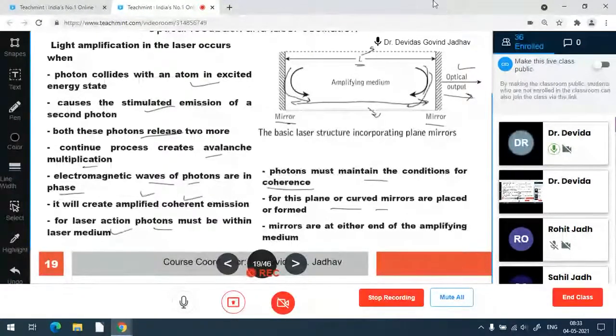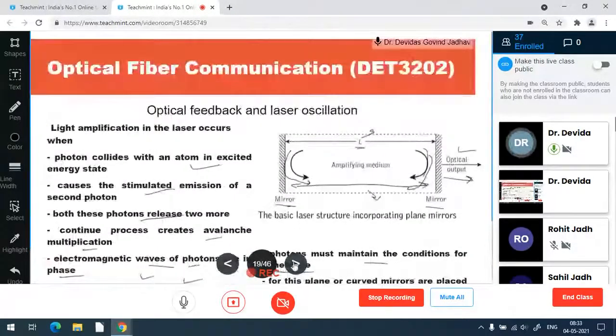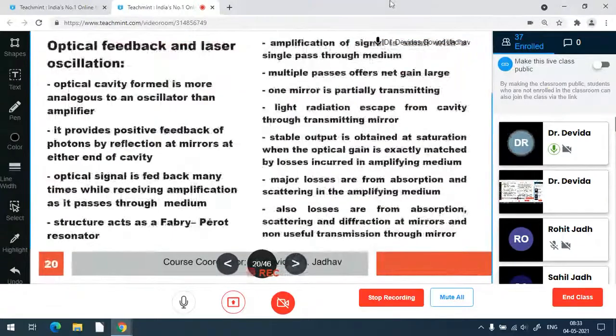For this, plane or curved mirrors are placed, or they are formed by polishing the semiconductor crystal. So mirrors are at either end of the amplifying medium. So this is the structure of the laser, and this structure is the optical feedback, and this gives the laser oscillation of the photons. So the laser makes the optical cavity. The optical cavity is more analogous to an oscillator than an amplifier, and it provides a positive feedback of the photons by reflecting mirrors at either end of the cavity.